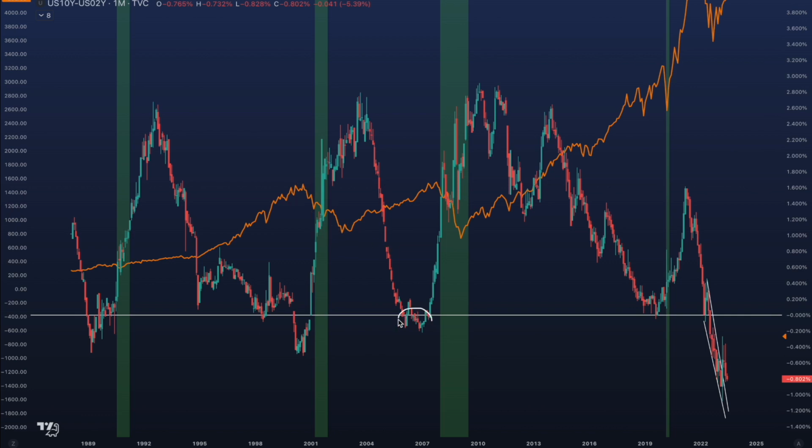Now, if we move forward here, we have the housing crash back in 2007, 2008, which led to the great financial crisis. You can see here, once this thing was inverted, the market was still going up. It wasn't until after the uninversion happened that the market peaked and we made new lows, pricing in a recession. That's the key here.